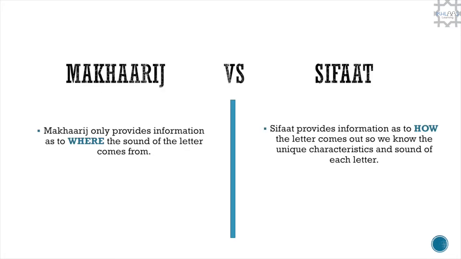Now, what is Makharij and what is Sifaat? Makharij only provides information as to where the sound of the letter comes from, whereas Sifaat provides information as to how the letter comes out, so we know the unique characteristics and sound of each letter.